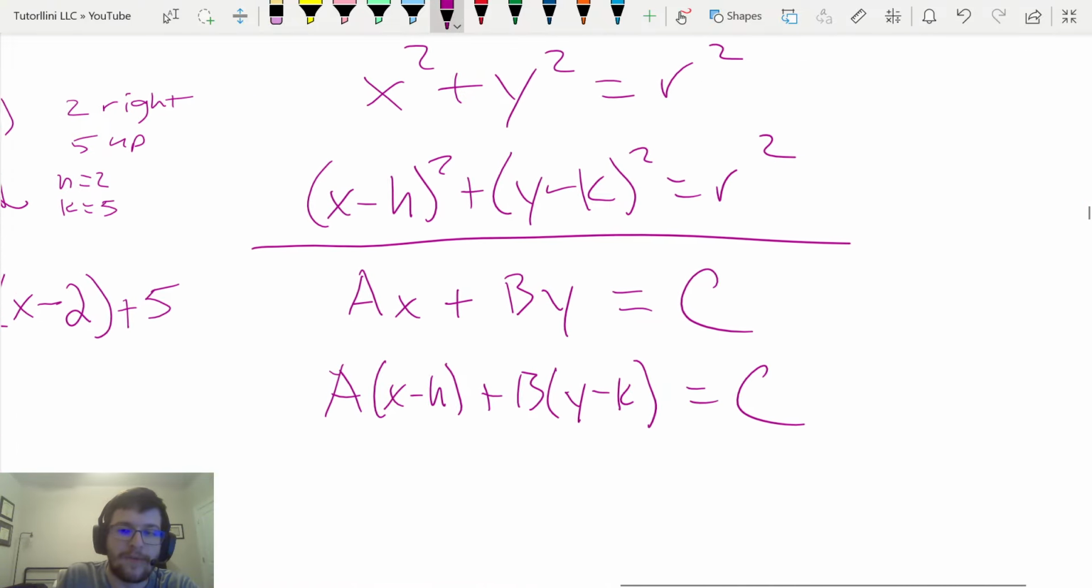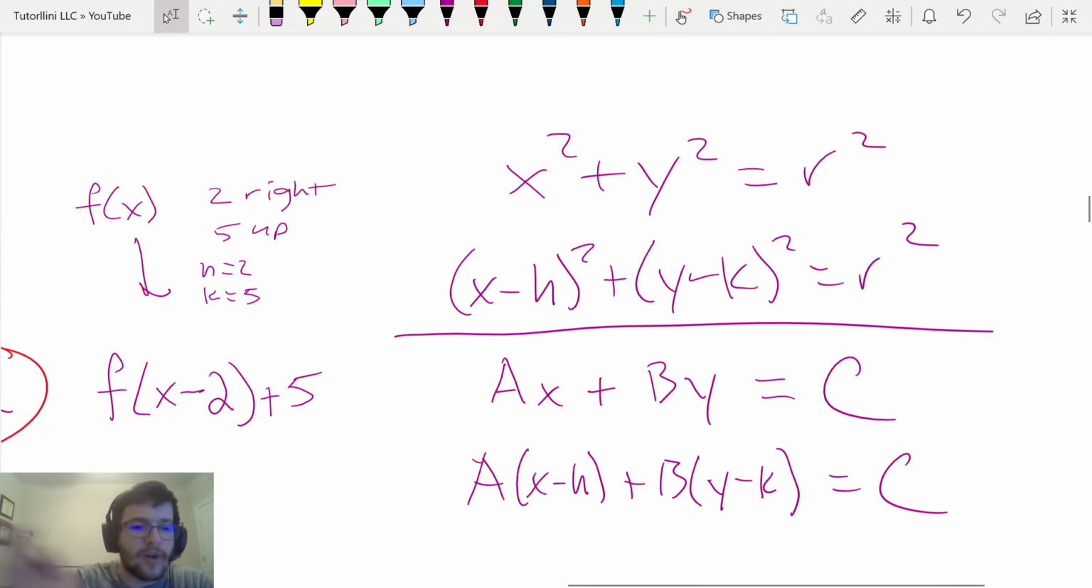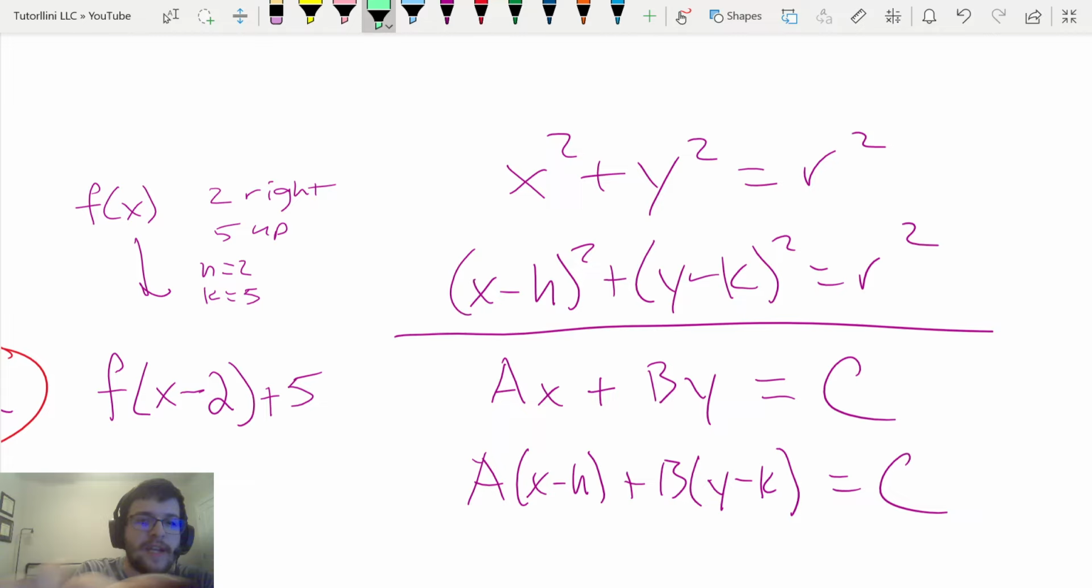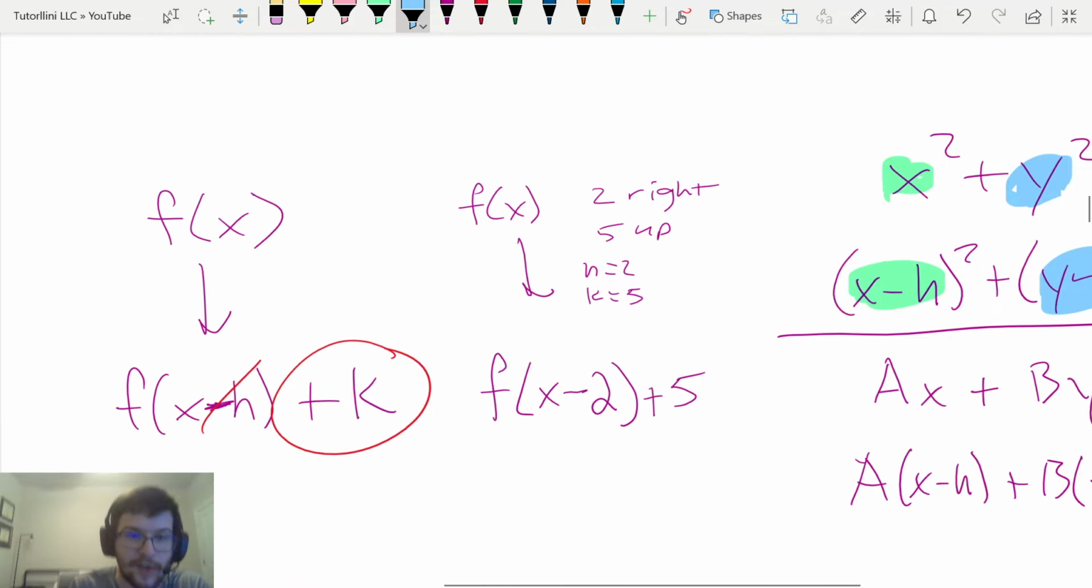So remember, if you forget this, you could do any question like this. You could have done an implicit one, an explicit one like this too. Just figure out what h and k are. If it's going right, h is positive. If it's going left, it's negative. For k, if it's going up, it's positive. If it's going down, it's negative. And then just replace the x with x minus h, and replace the y with y minus k. That's a foolproof way to do any function transformation that I just learned about from this test.